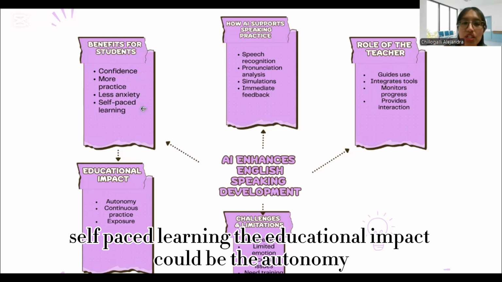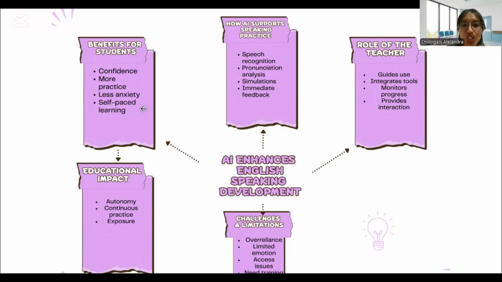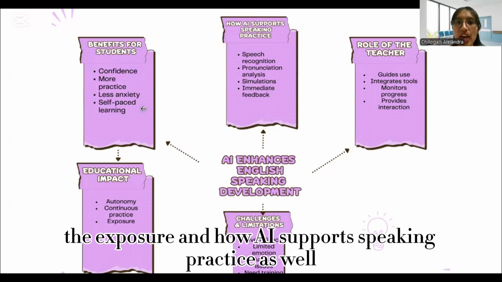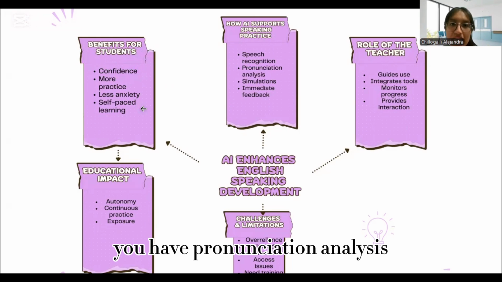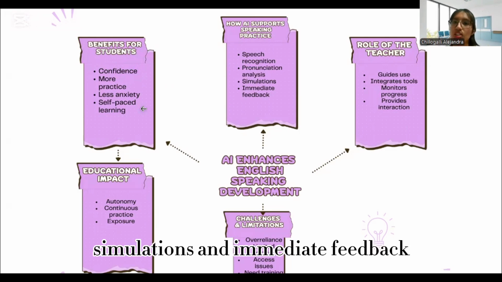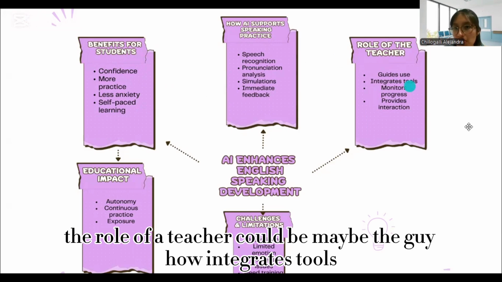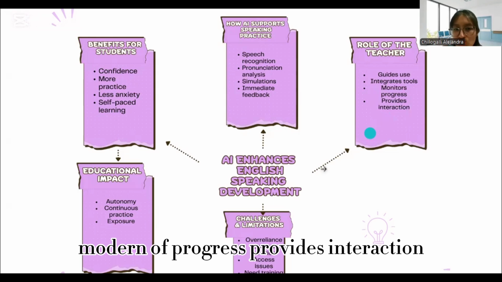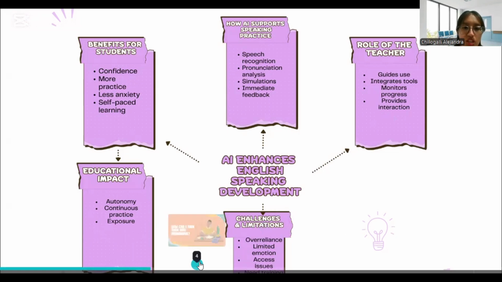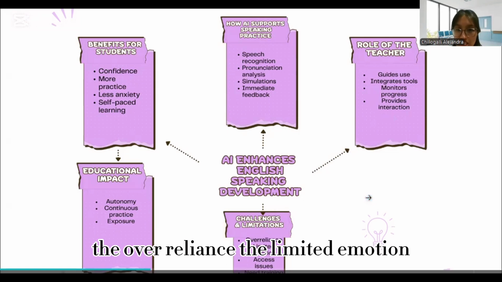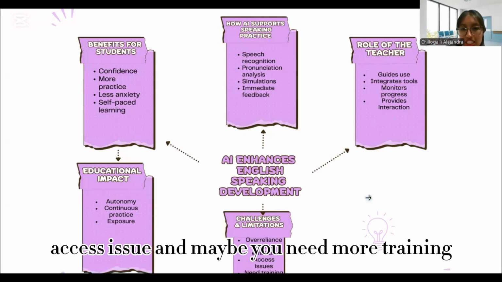The educational impact could be the autonomy, continuous practice, the exposure. And how AI supports speaking practice: well, you have speech recognition, pronunciation analysis, simulations, and immediate feedback. The role of a teacher could be the guide, how they integrate tools, monitor progress, provide interaction. And what are some of the challenges and limitations that you may encounter? For example, the over-reliance, the limited emotion, access issues, and maybe you need more training.